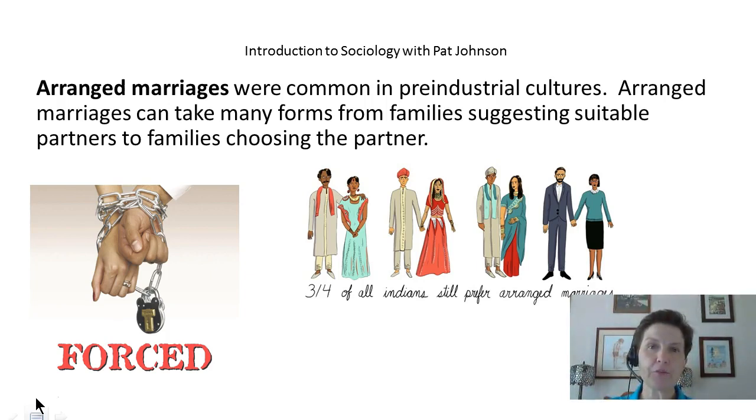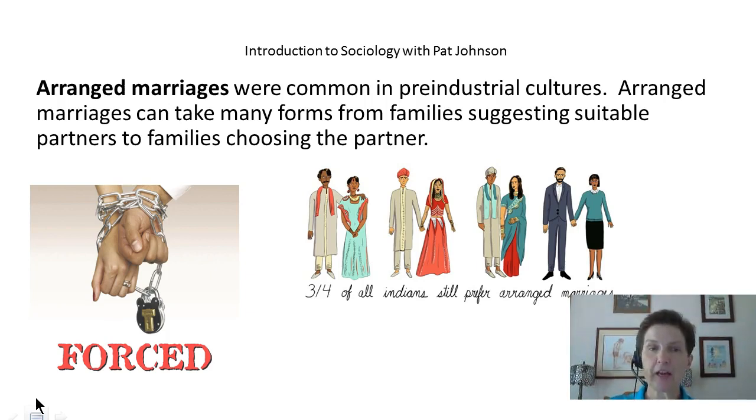And again, this could be the family saying, these are people we think you might consider, to this is a person you should consider, to we would really like you to marry this person. And in some cases, the person has more say-so to dismiss the arranged potential partners, or there might be more pressure. In India, three-quarters of all Indians still prefer arranged marriages.